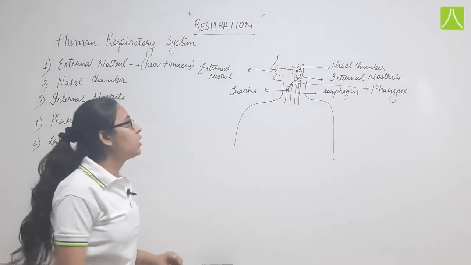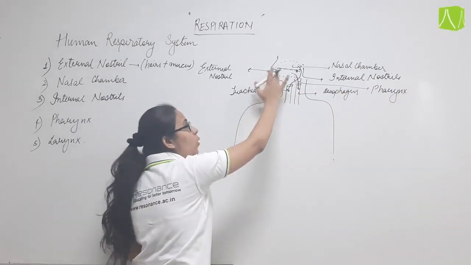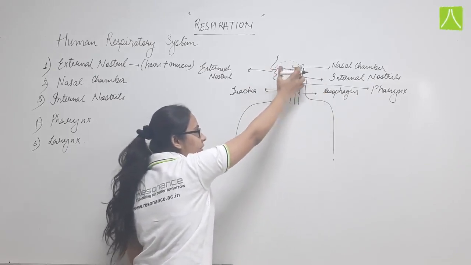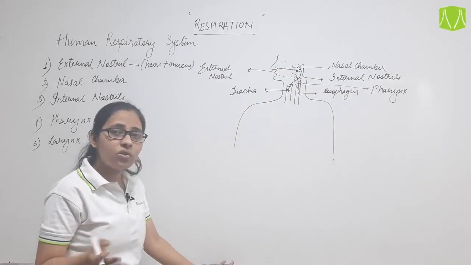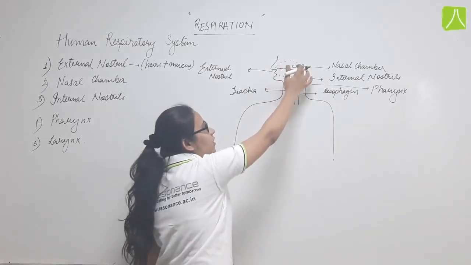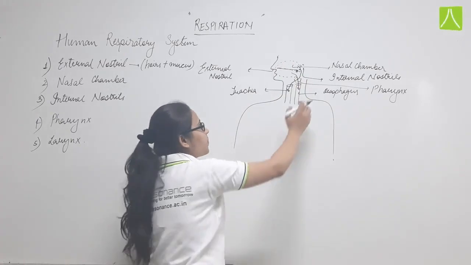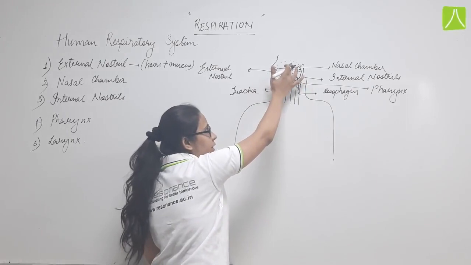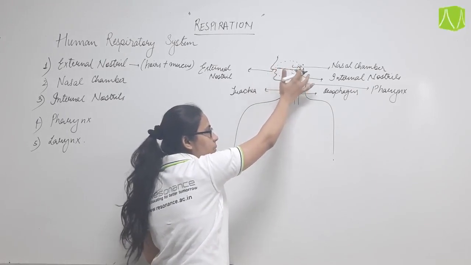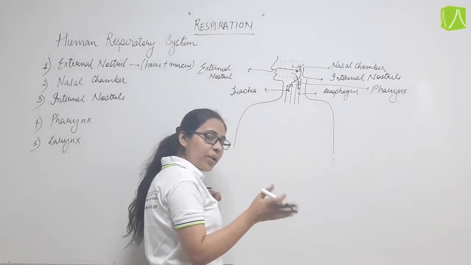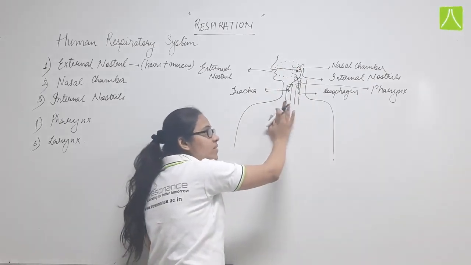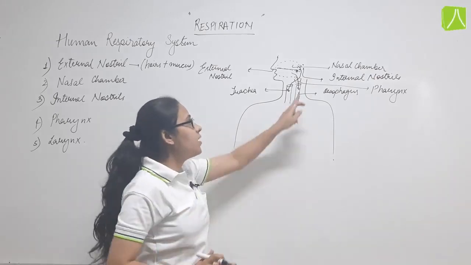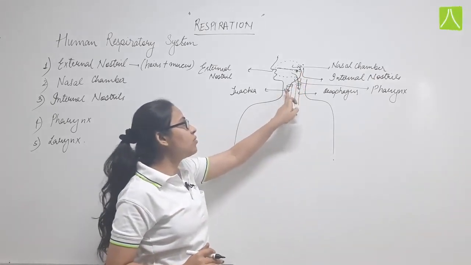I am repeating. External nostrils open into a chamber called the nasal chamber. It also has internal nostrils present posteriorly. The air comes from the nostril, enters into the nasal chamber, and by going through the internal nostrils it enters into the windpipe. This is the windpipe and this is the food pipe. This is trachea and this is esophagus. This air comes and goes into the windpipe.